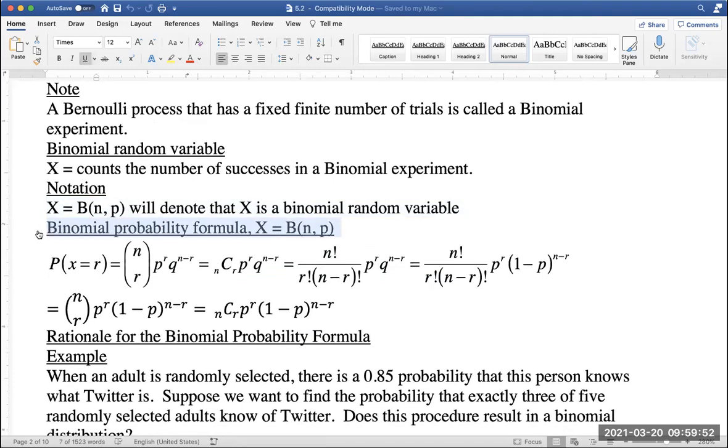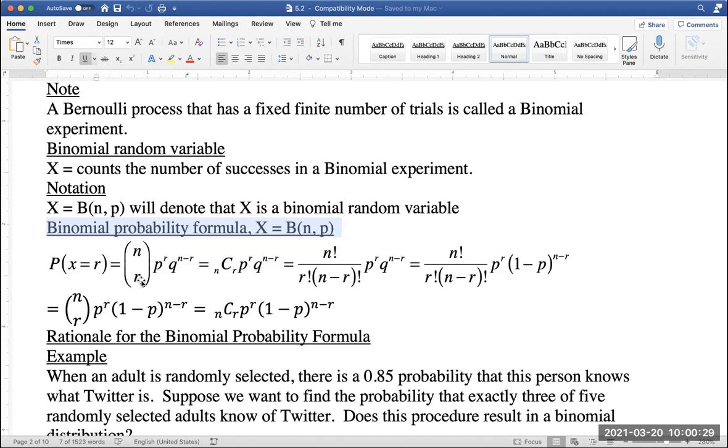So let me give you the binomial probability formula. The binomial probability formula says that the probability of having X successes, well, let's say the probability of having R successes, is nCr times P to the R times Q to the N minus R.